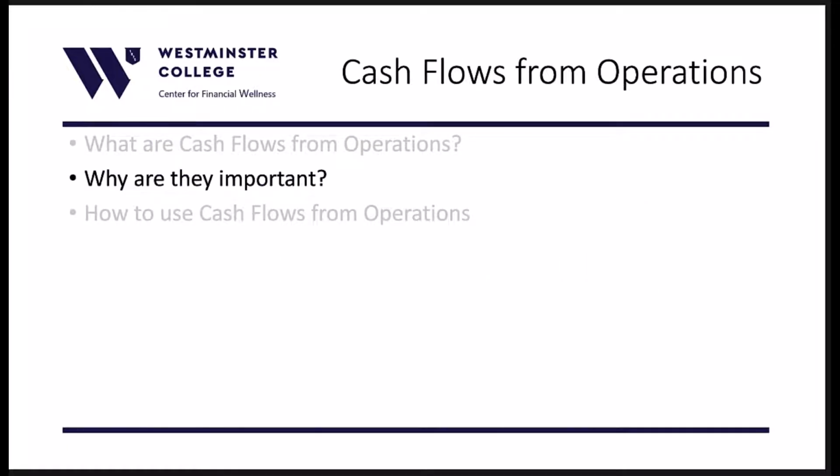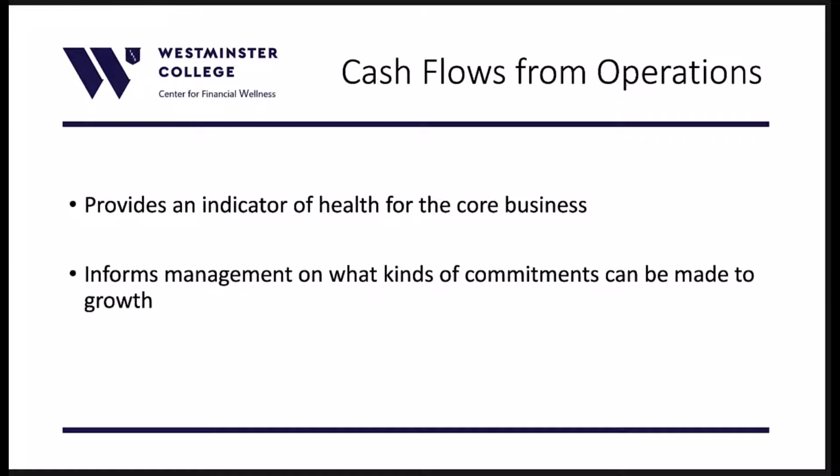So why is this important? Well, it provides an indicator of health for the core business outside of other discretionary options that the management may make, and then informs management on what kinds of commitments can be made to growth, such as what is known as cash flow from investing activities, like buying new property, plant, or equipment.